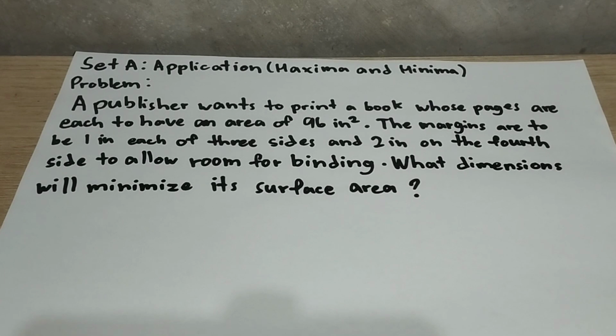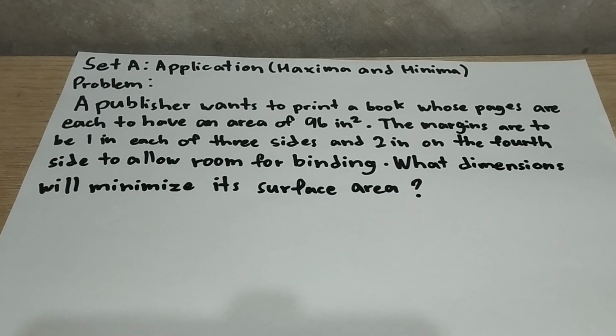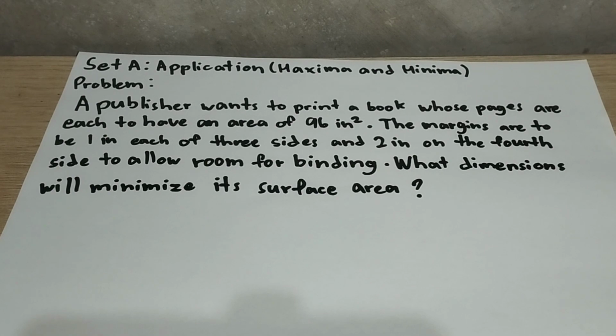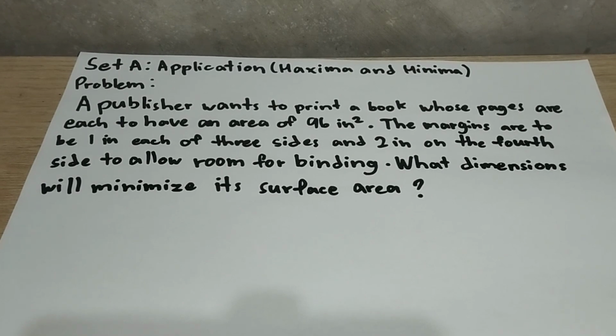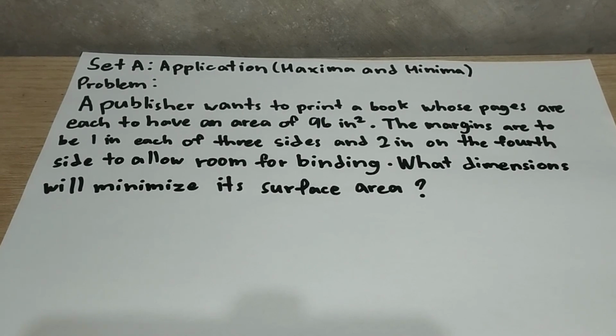Set A. Application, Maxima and Minima. Problem: A publisher wants to print a book whose pages are each to have an area of 96 inches squared. The margins are to be 1 inch on each of 3 sides and 2 inches on the fourth side to allow room for binding. What dimensions will minimize its surface area?